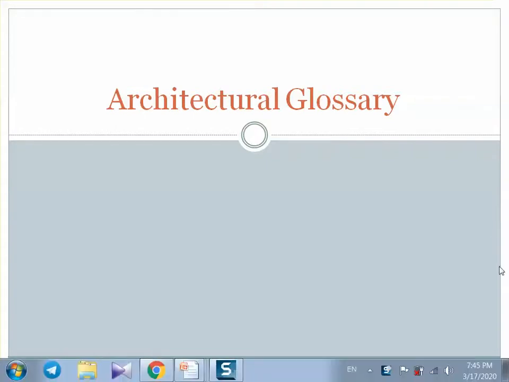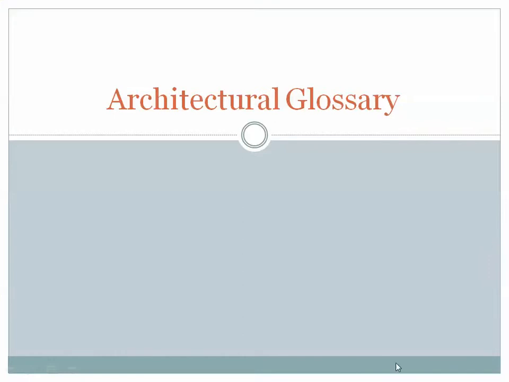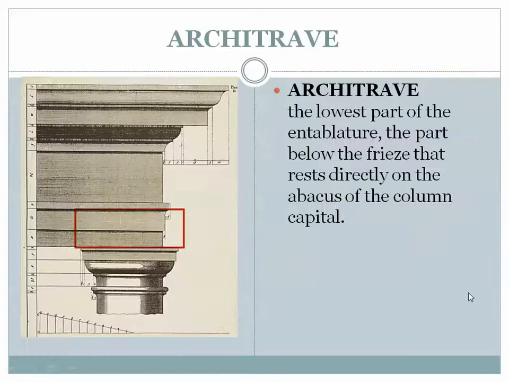But it's gonna be in alphabetical order, so what I suggest that you do is that you write A, the word, and then as we progress into the course we are going to be adding on more words. So beginning with A, we have architrave.